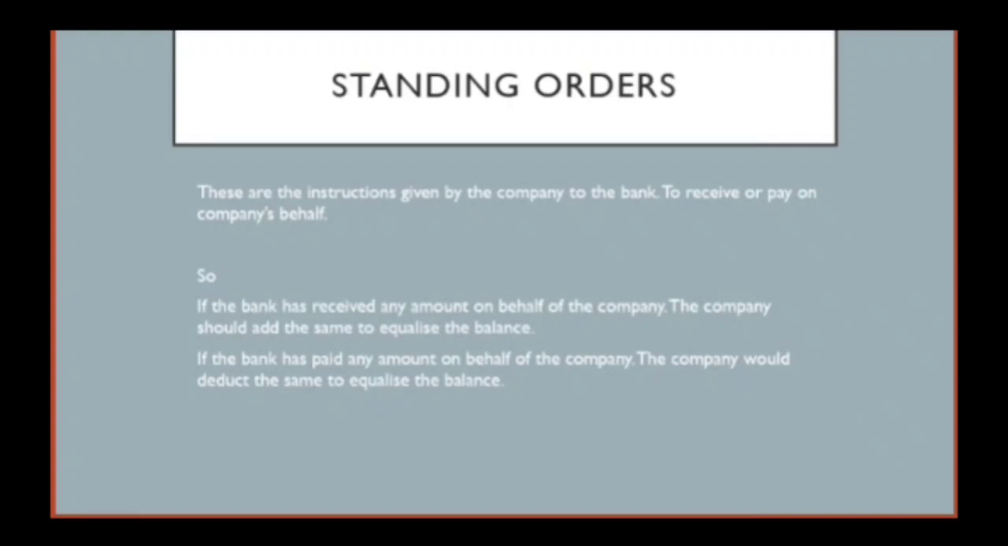Standing orders. These are the instructions given by the company to the bank to receive or pay on the company's behalf. So, if the bank has received any amount from someone on the company's behalf, the company would add the same to its books to get the equal balance. Or if the bank has paid something on the company's behalf, the company would deduct the same to get the equal balance.